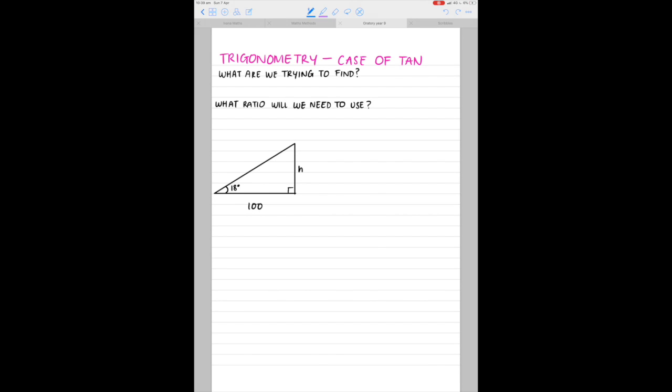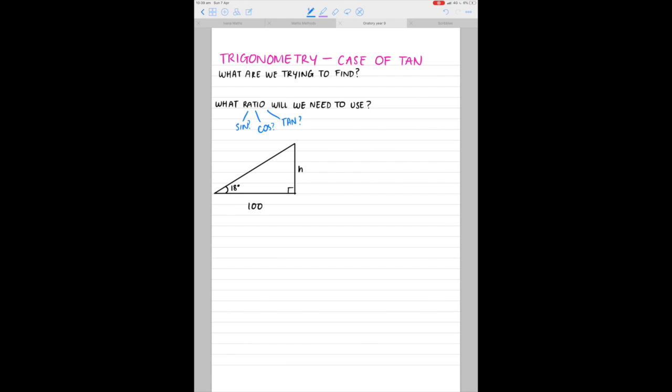For this example of trigonometry, we're going to be looking at using tan. The two things you should always be asking yourself are, what are we trying to find and what ratio will we need to use? And by ratio, I mean, are we using sine, are we using cos, are we using tan? And these you have to think about.